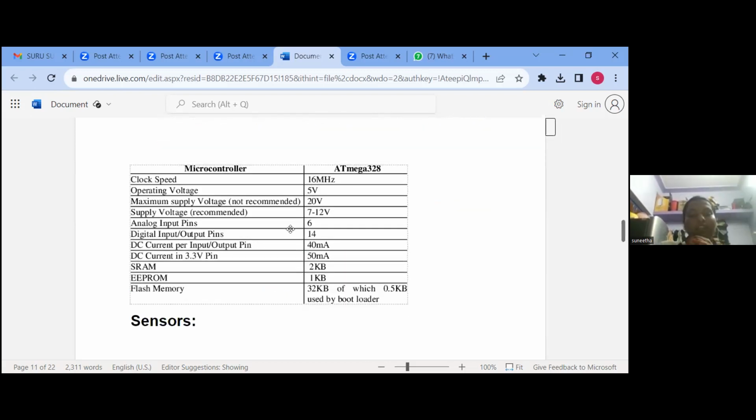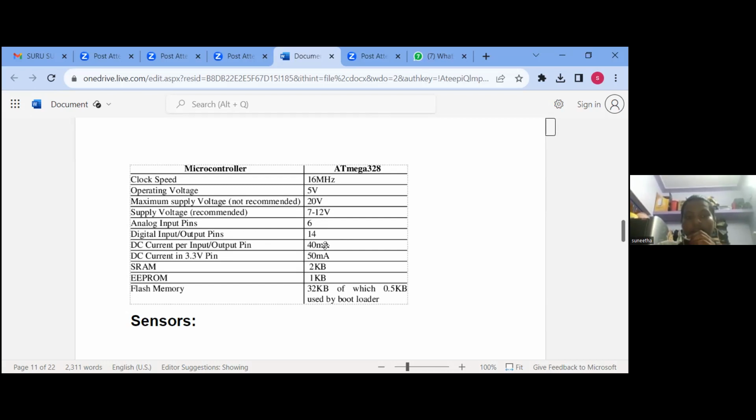And these are the specifications of Arduino. Clock speed is 16 megahertz. It's nothing but the number of cycles per second. Operating voltage is 5 volts. Already we saw that. Maximum supply voltage is 20 volts. If this limit is crossed, the Arduino is damaged. Supply voltage is 7 to 12 volts. Analog input pins are 6. We saw that A0 to A5 are the analog pins, and digital input/output pins are 14, D0 to D15.